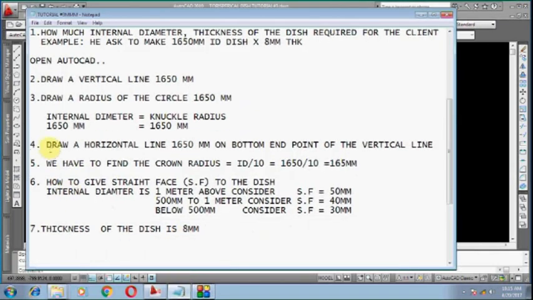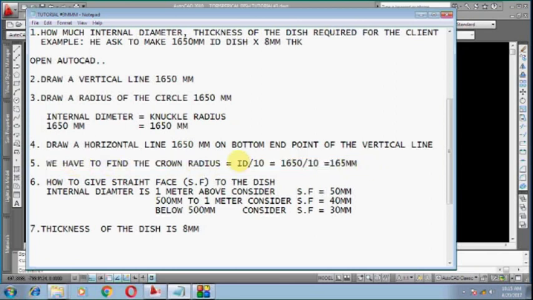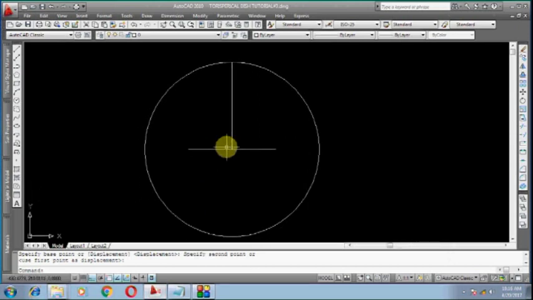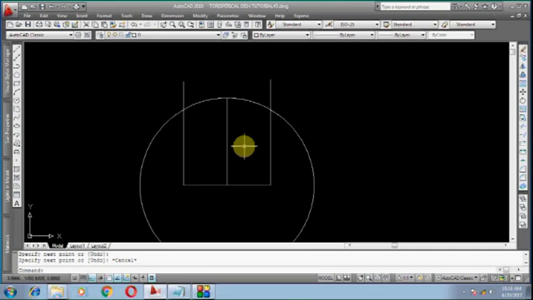Next, how to find the crown radius: internal diameter divided by 10. Internal diameter is 1650, divided by 10 is equal to 165 mm. Then crown radius is equal to 165 mm. Then draw two lines to intersect the circle from the two endpoints of the horizontal line. Then two intersection points will form on the circle.